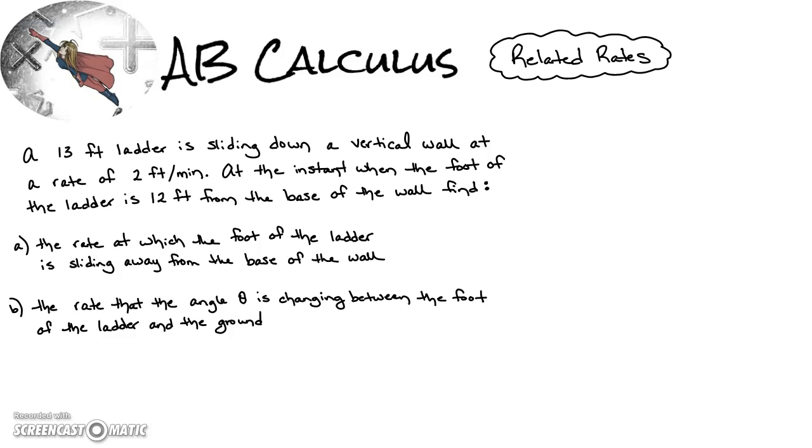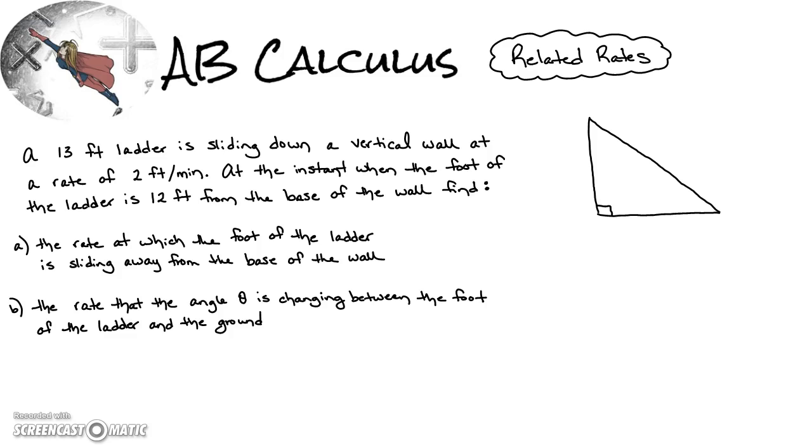So this is one of the ladder problems which you will see a lot of. It's a ladder that's sliding down a vertical wall. There's our wall. And here's our ladder. It's propped up against the wall. And then here's the ground. So here's the 90-degree angle.